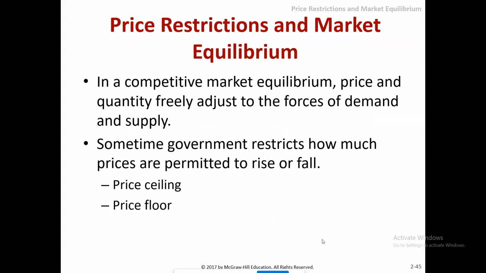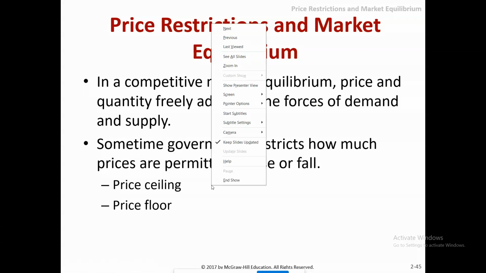Now, the market is fine by itself, clearing itself, but the market will be intervened whenever there's government intervention or government regulation. Sometimes a government restricts how much prices are permitted to rise or fall. Why do they do that? Well, they're doing this out of good intention.